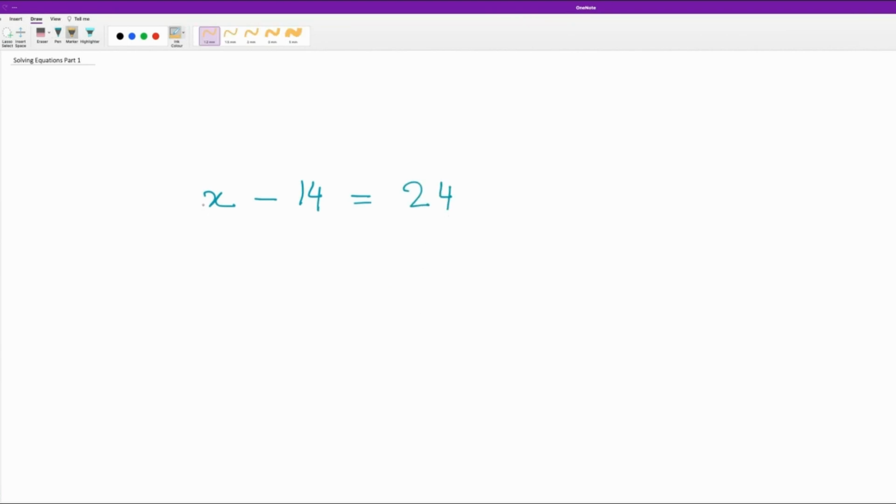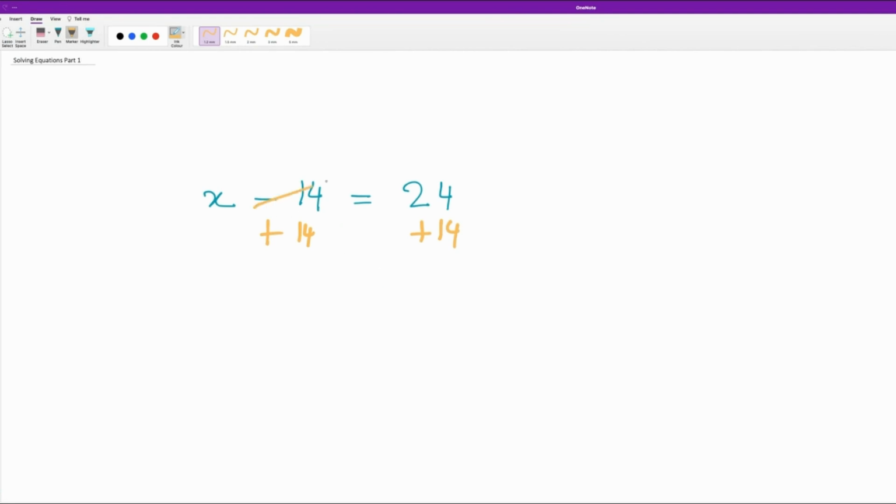Now again, the primary goal is to isolate this x. To isolate the x, we have to move this minus 14 over to the other side. To move things over the equal sign, we have to do the opposite of what is being done to the variable. The opposite of minus 14 is plus 14, and we do that to both sides.